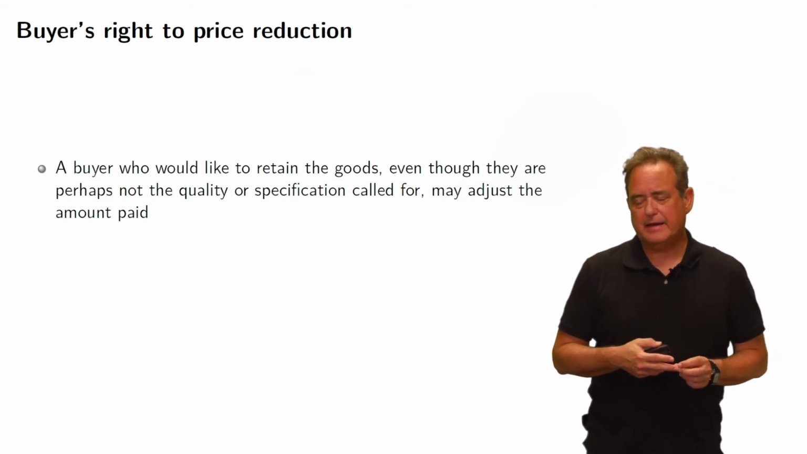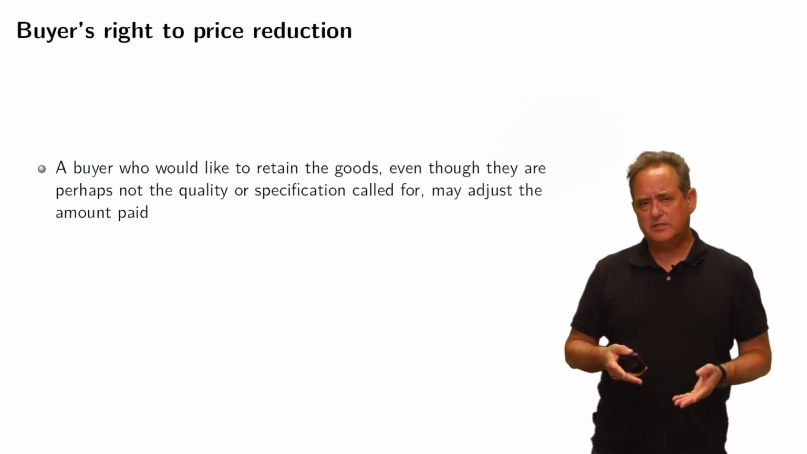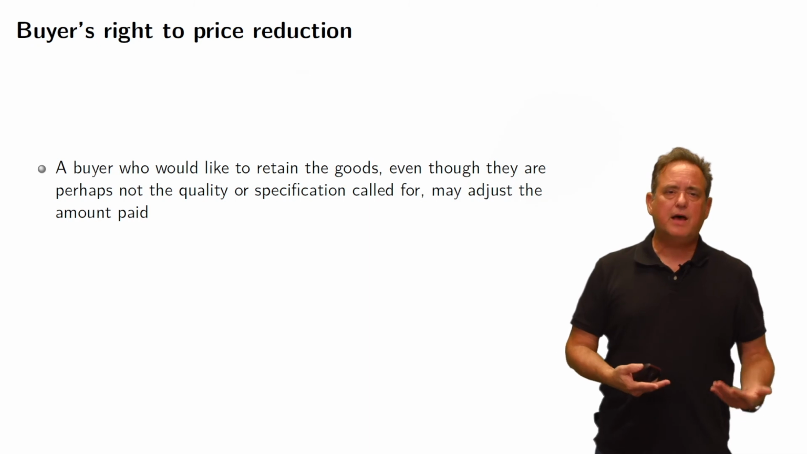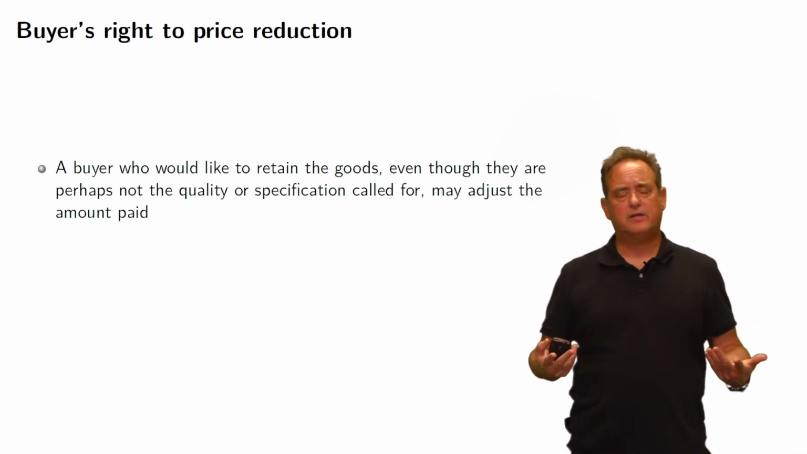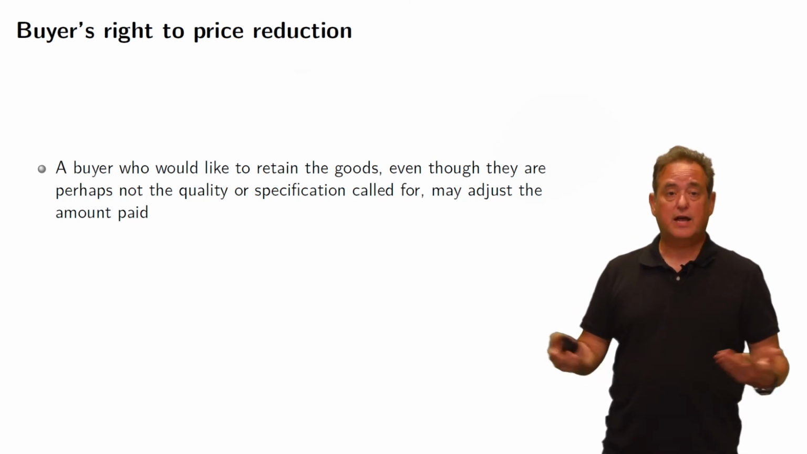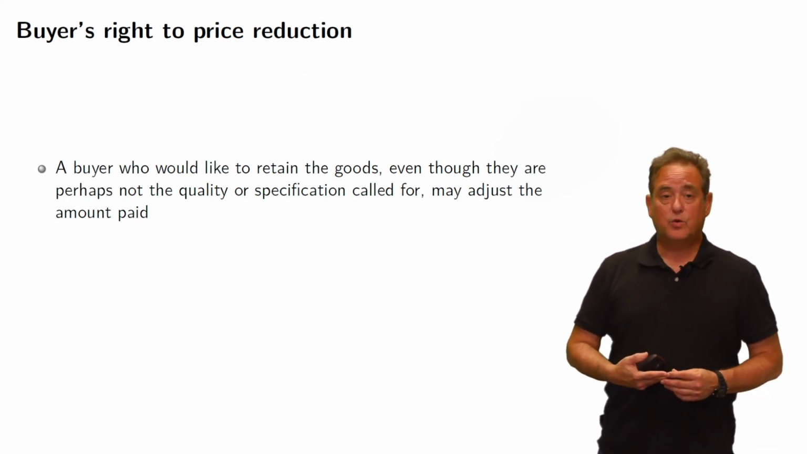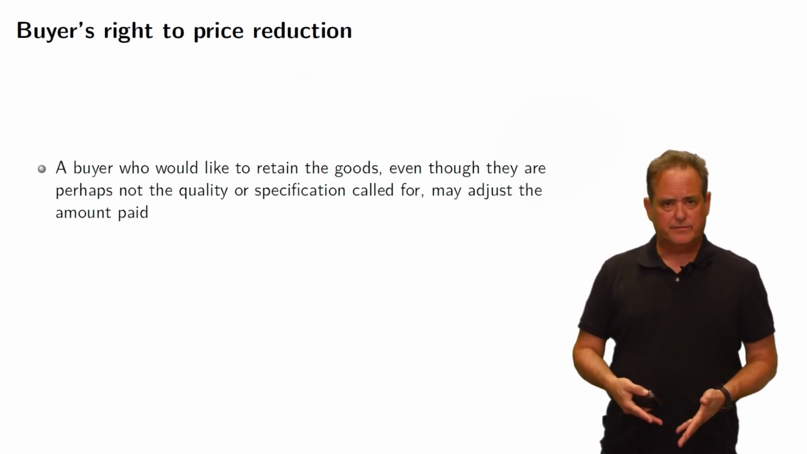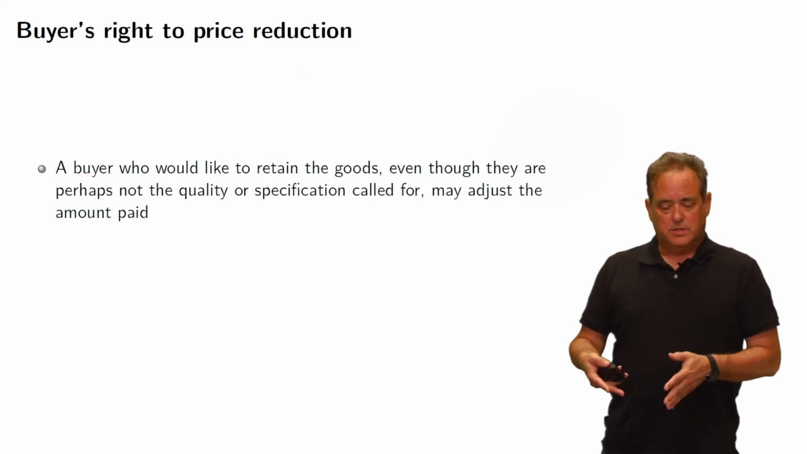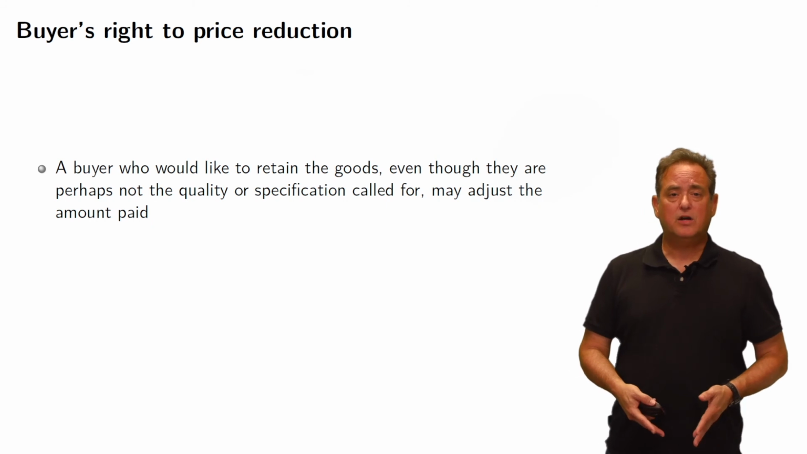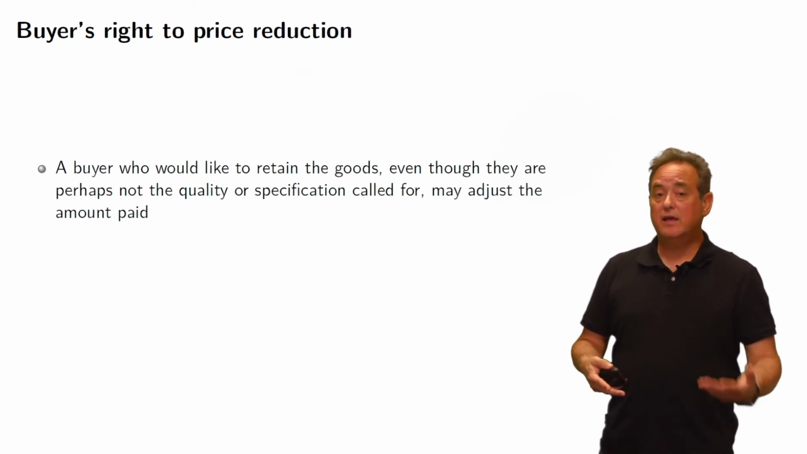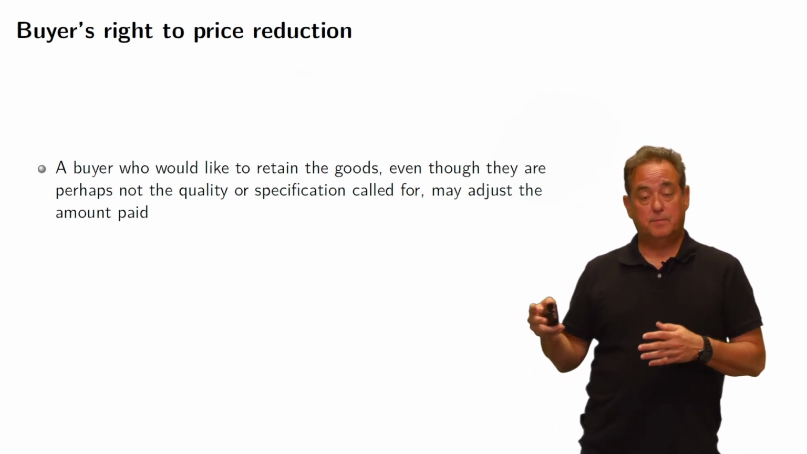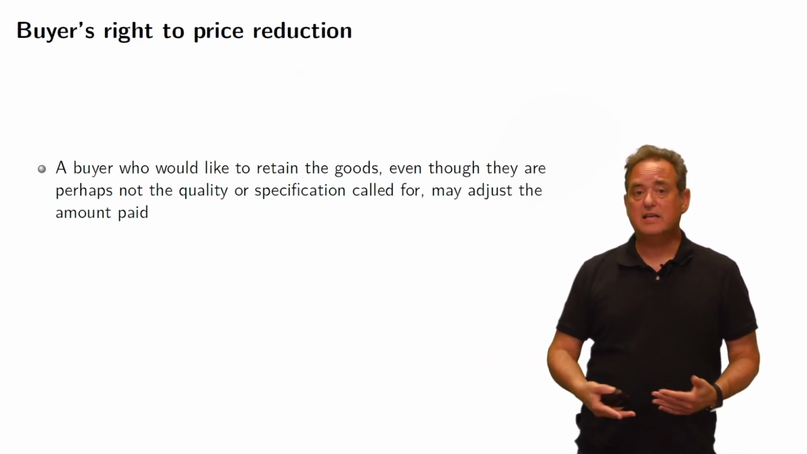Price reduction. And again, I pointed out a buyer who would like to retain the goods, even though they may not be what was called for in the contract, may reduce the amount that's paid. Say you are a computer manufacturer and you have ordered 500 gigabyte hard drives for your computers, and instead the supplier delivered 250 gigabyte hard drives. You as a manufacturer may have a use for those 250 gigabyte hard drives. Therefore, you may elect to keep those hard drives and pay a lesser amount. Maybe they cost less. You pay a lesser amount.